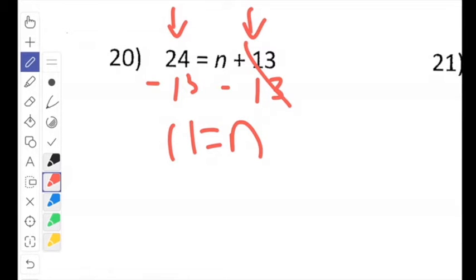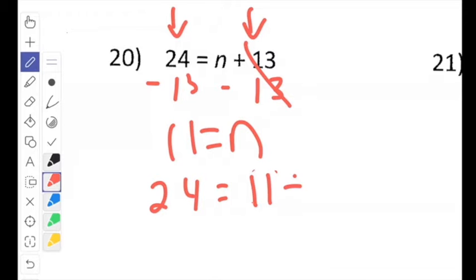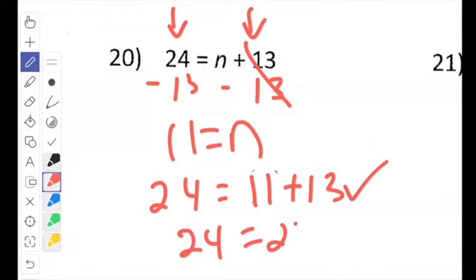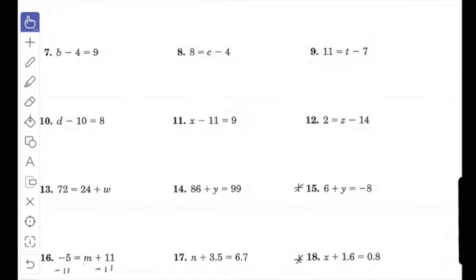So now let's stick 11 back into the equation. So 24 equals 11, not n. So 24 equals 11 plus 13, and 11 plus 13 is 24. So 24 equals 24, which is good. Okay, so let's look at a couple from homework here. I'm going to do 2 of them for you.